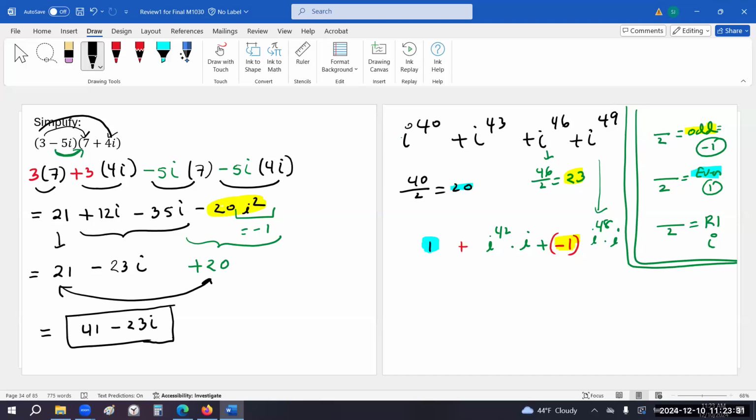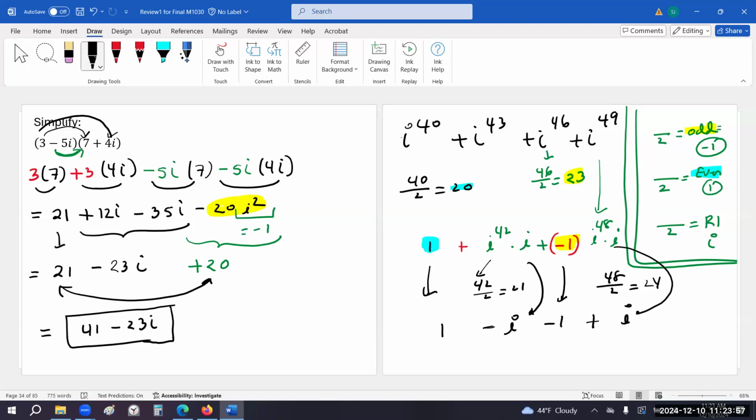And now we do the same thing again. 42 divided by 2 is 21, so you get negative, right? So it's negative i from here, 1 from here, -1 from here, and here we have 48 divided by 2. 24 is even, so it's +1 with the i. So when you combine everything, what do you have? +1, -1 cancel out. Negative i, positive i cancel out. 0.